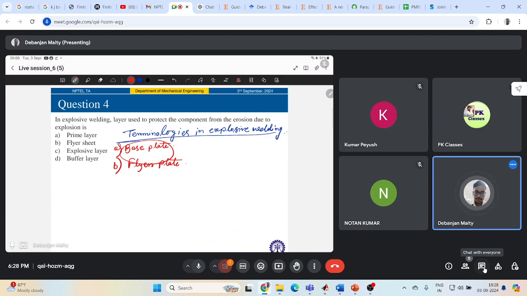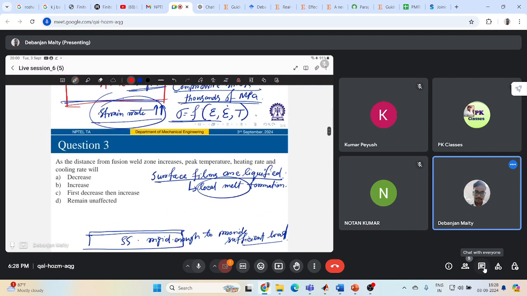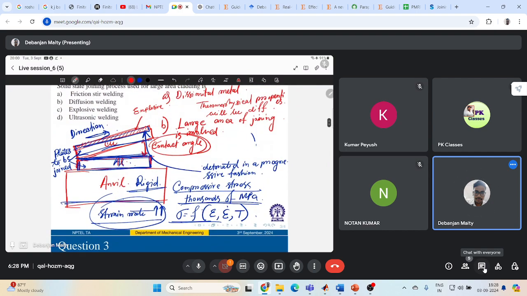What is the flyer plate? The flyer plate is the one which is placed over your base plate, and during collision this flyer plate will hit onto the base plate, right? From this figure, copper will be my flyer plate, right? I'm providing kinetic energy to copper.